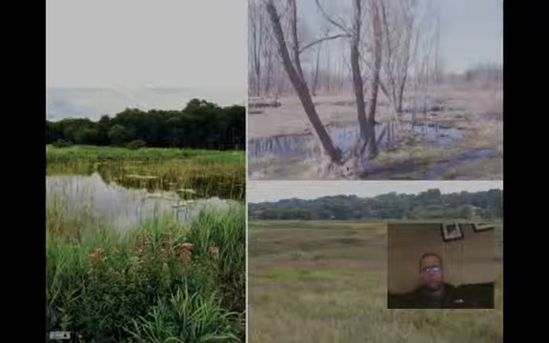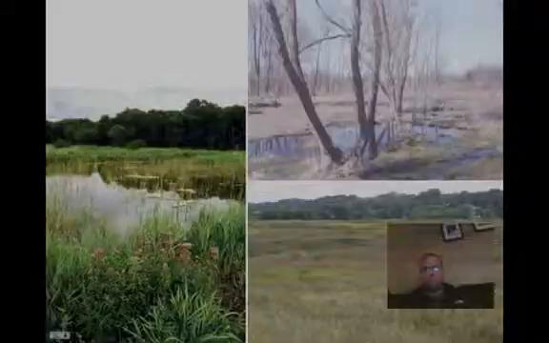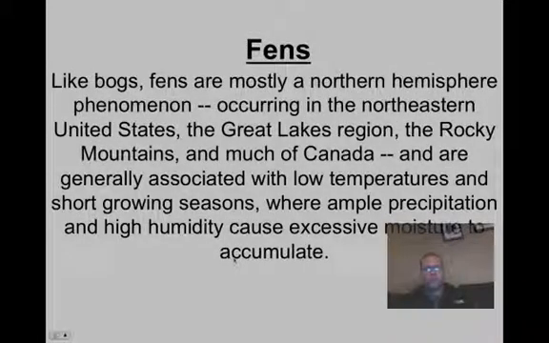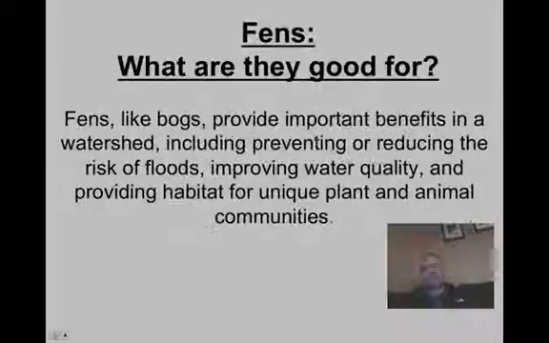And there's some pretty familiar pictures here. This is just talking about fens. It says like bog fens are mostly found in the northern hemisphere, as opposed to the southern hemisphere, occurring in the northern parts of the United States here, generally with low temperatures, short growing seasons, kind of like us here in Michigan. Lots of precipitation, high humidity, all factors of where we live here in Michigan.